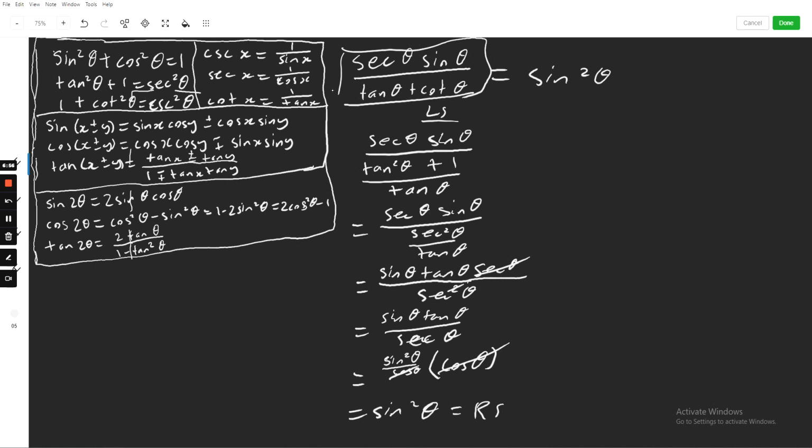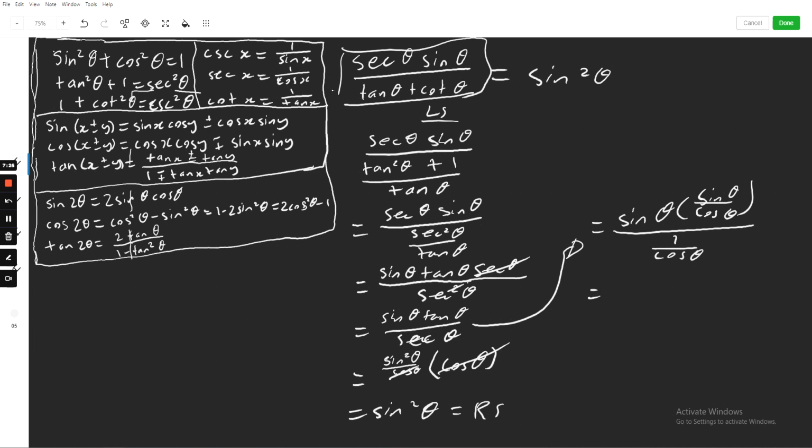So I know that thing was a bit confusing. I can actually just write it out for you guys. So from here, what I did in my head, which I should have shown in my work, is sine theta times sine theta over cosine theta divided by 1 over cosine theta. So then we just group these together, so it'll be sine squared theta over cosine theta.